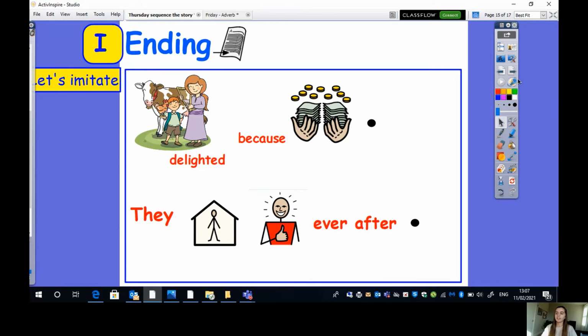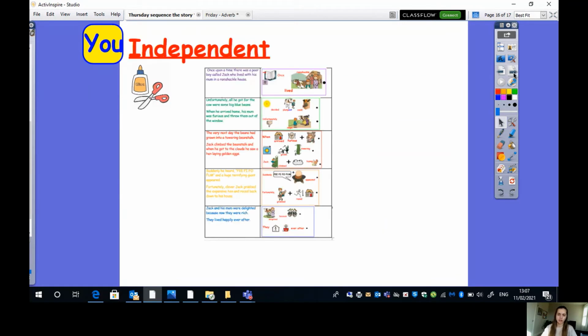Fantastic. Now that we have recapped the story from the beginning all the way to the end, you are ready to do our task. Today, you are going to sequence our story from beginning, build up, problem, resolution, ending. So you have 2 sheets. You have your sheet with the text and the story map, and then you have got your grid. So you need to cut out the pictures and the text and you need to put them in order. I am going to show you now how you complete your task.